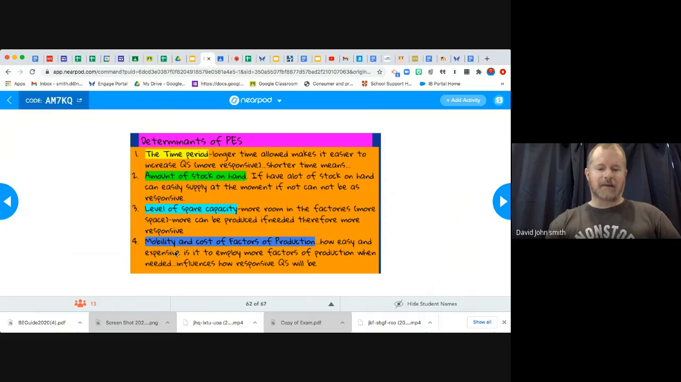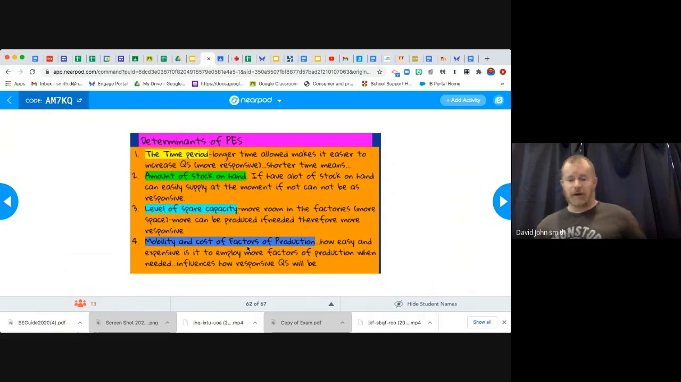Now, this next one is about the mobility and costs of factors of production. How expensive is it to employ factors of production? Now, we know this. You will know this. Your family will know this. If you need to hire somebody to come and fix something in your house, your mum and dad will know how expensive that might be.